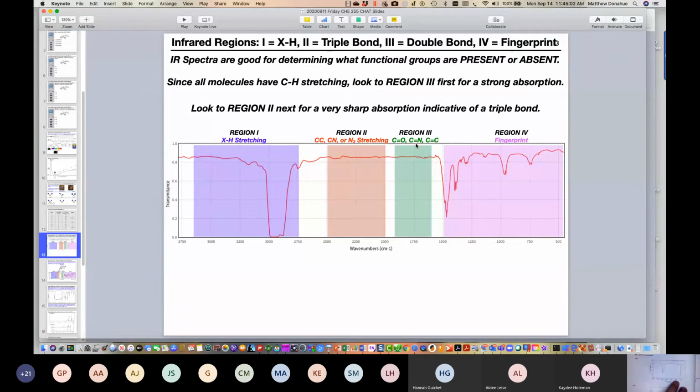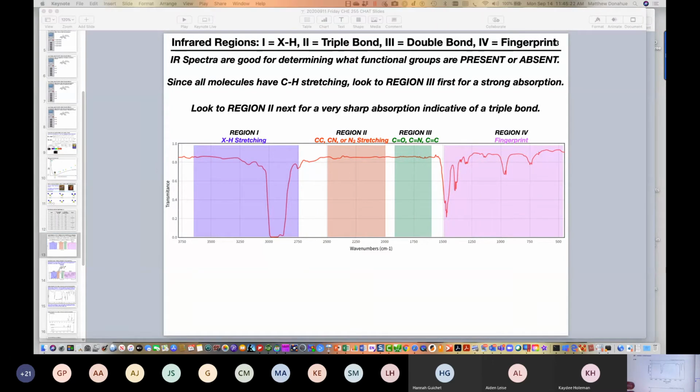So we're on 2.10 now. And again, the question is, given this spectrum, is it an alcohol, a carboxylic acid, or neither? So yeah, my chat has frozen as of 11:15. There are answers of neither.